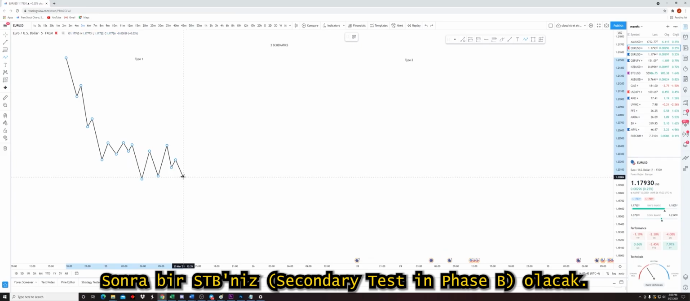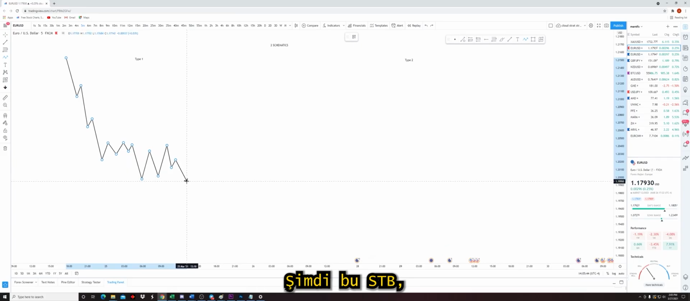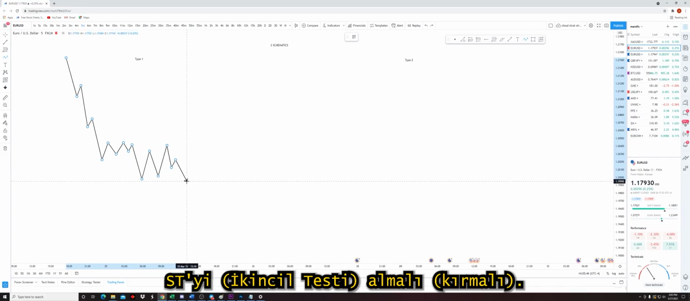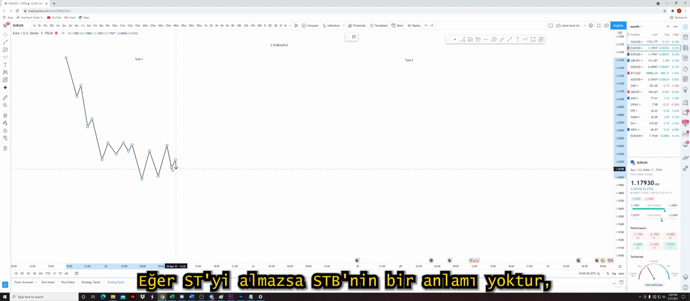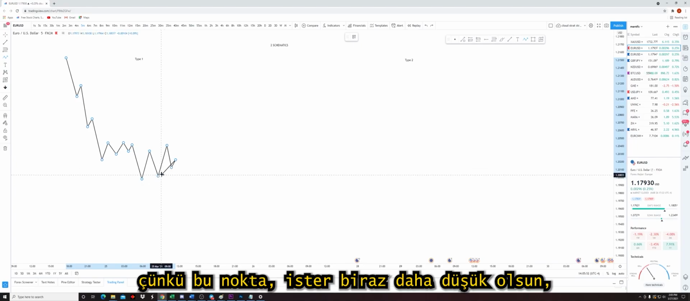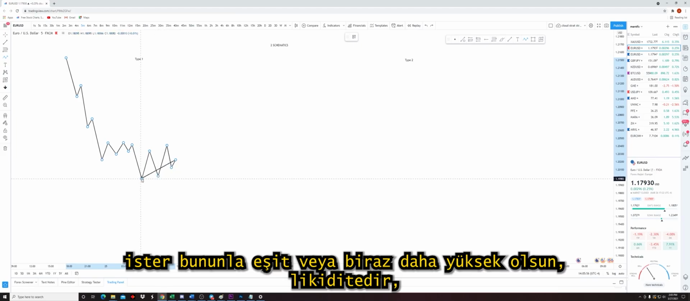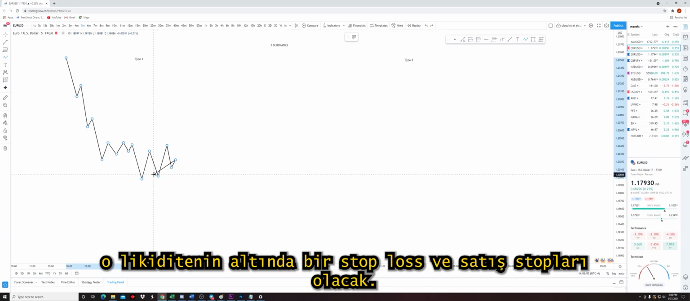Then what you will have is an ST in B. Now this ST in B has to take out the ST. There's no point of an ST in B if it does not take out the ST. Because this point, whether it's a little bit lower, on par with this, or even a little bit higher, is liquidity. There are going to be what? Stop losses and sell stops below that liquidity.